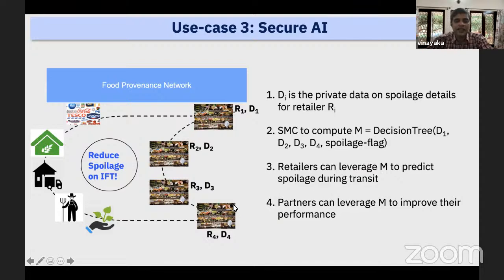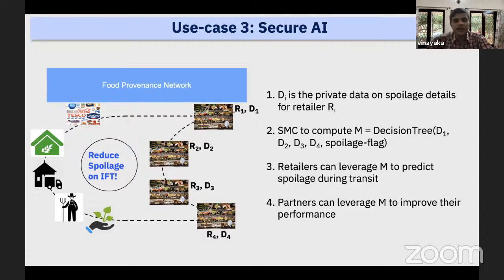Okay. And as I said, today's multi-party computation allows them to compute a decision tree like that, and that's how they actually do it. So this is an example of how AI gets done using privacy preserving protocols.